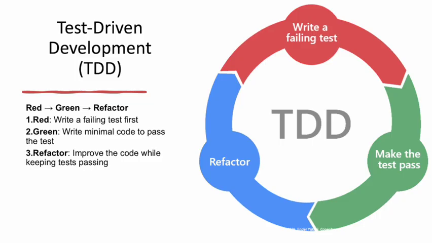Refactor phase. Now that you have a passing test, you can improve the code, make it cleaner, make it more efficient, make it better organized. And the test will tell you if you break anything. The test is your safety net. Then you repeat the cycle for the next piece of functionality.